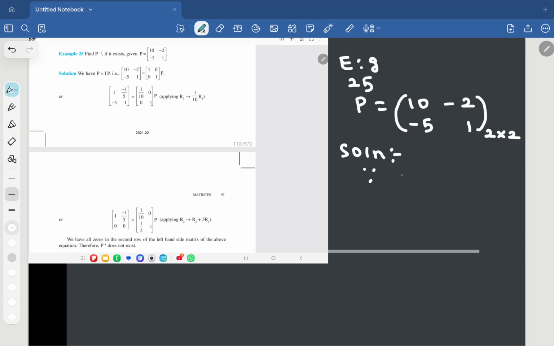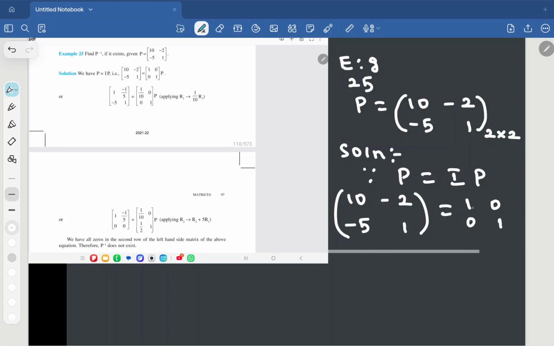Since P equal to IP. What is P? 10, minus 2, minus 5, 1. What is I? Because of order 2 cross 2, I is 1 0 0 1, into P, 10, minus 2, minus 5, 1.